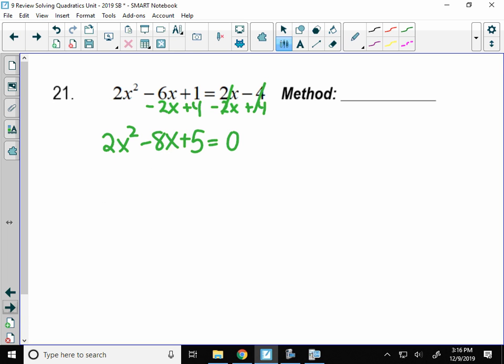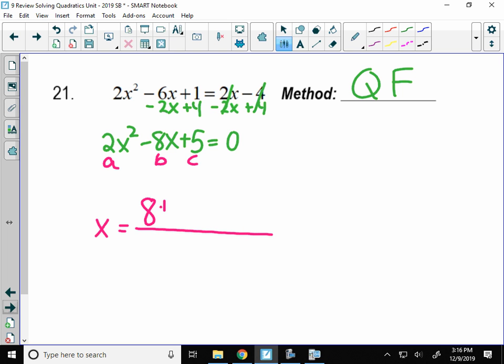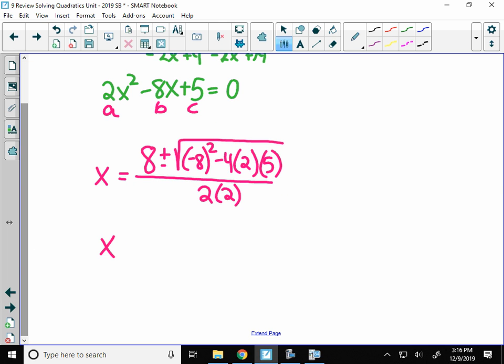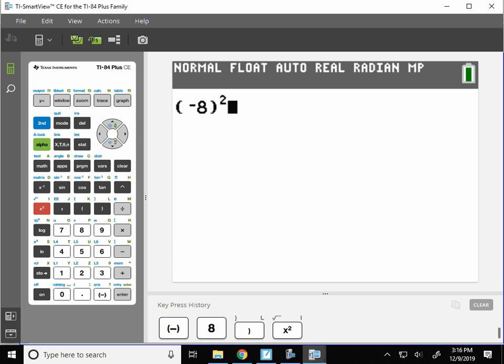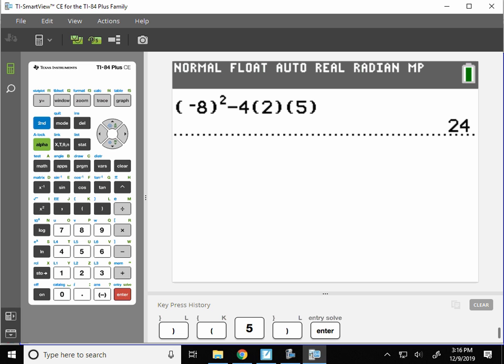So I'm going to say this is the time where quadratic formula might be your safest bet. We have terms A, B, and C. So I take the opposite of B, which is 8, plus or minus the square root of my -8, in parentheses, squared minus 4AC, over 2A. Now you're going to need your calculator to simplify the discriminant, the value under the radical. So I'll put my -8 squared minus 4 times 2 times 5. And I get square root of 24.